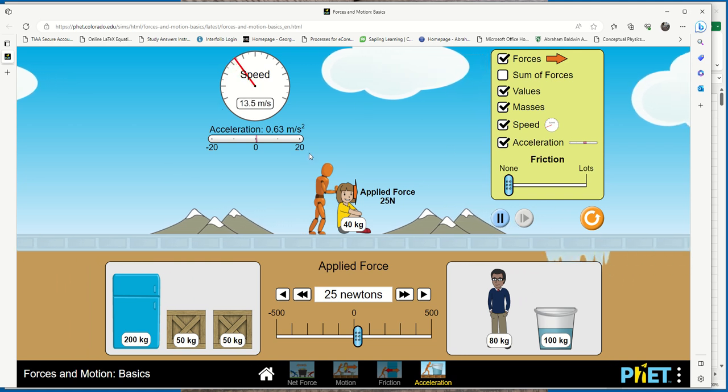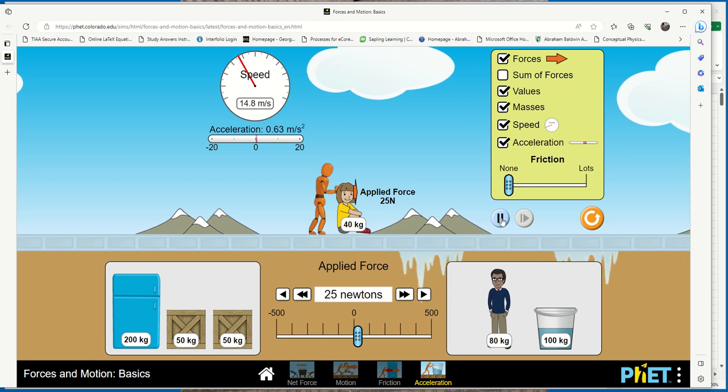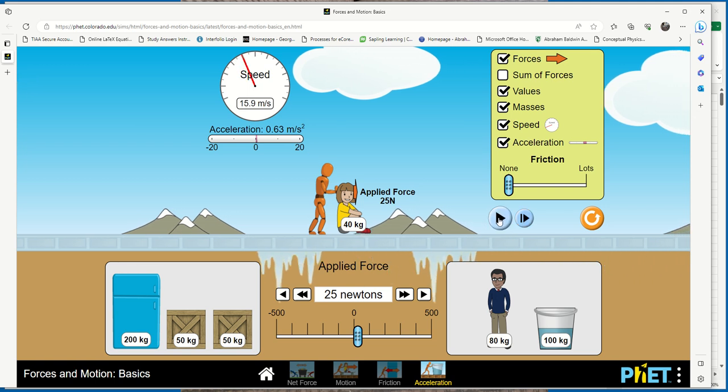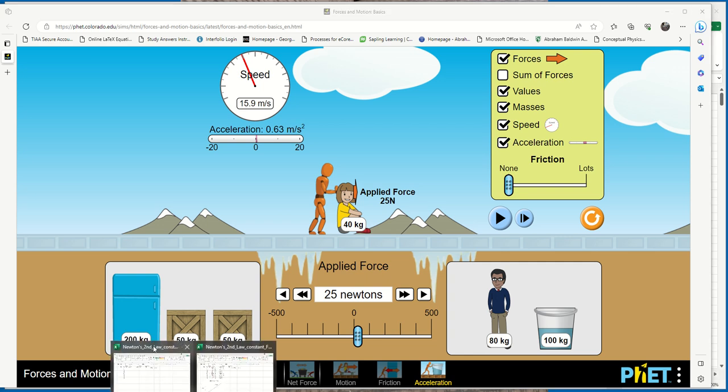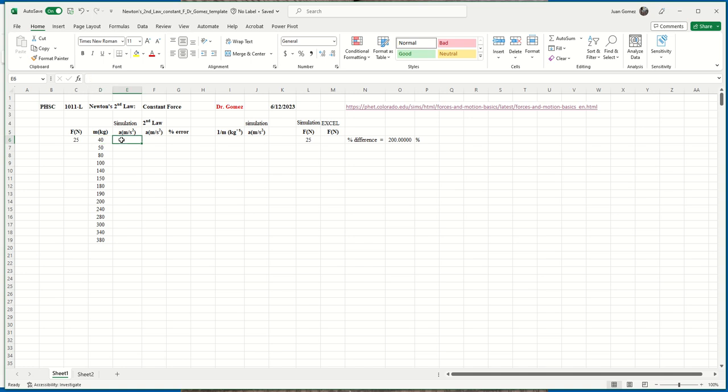So let me go ahead, and you can pause the simulation if you want. It doesn't matter. And I'm going to enter 0.63 meters per second squared for the acceleration. And that's from the simulation, 0.63. Now I'm going to go ahead and pause the video. I just have to do all these other increments of mass: 50, 80, 100, 140, 150. And you have to play around with it a little bit.